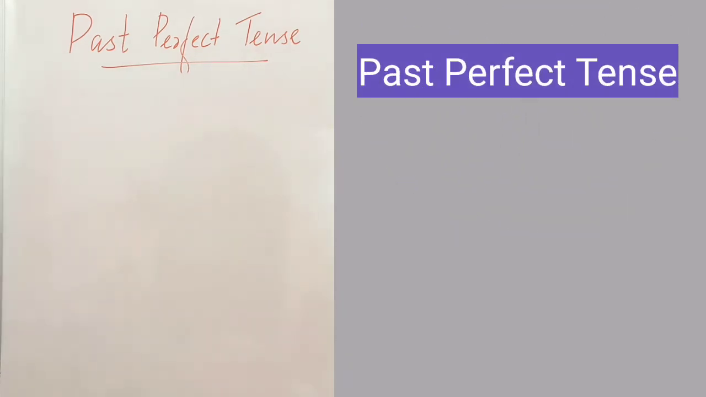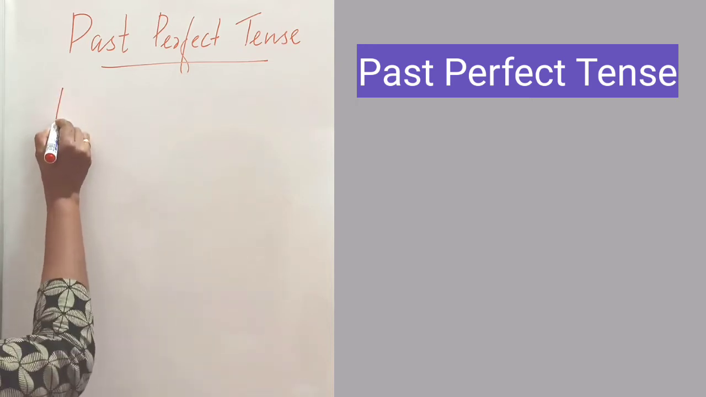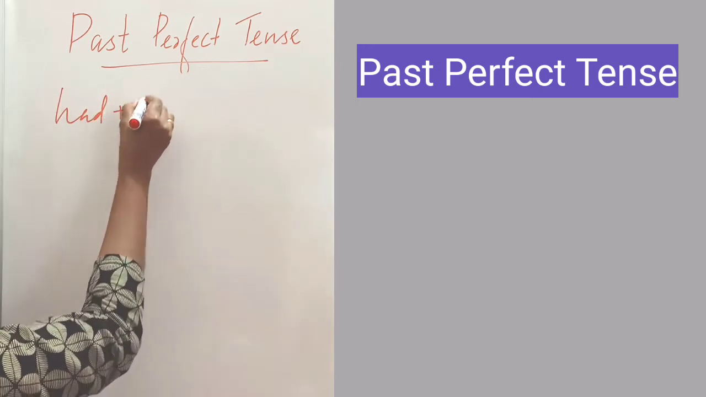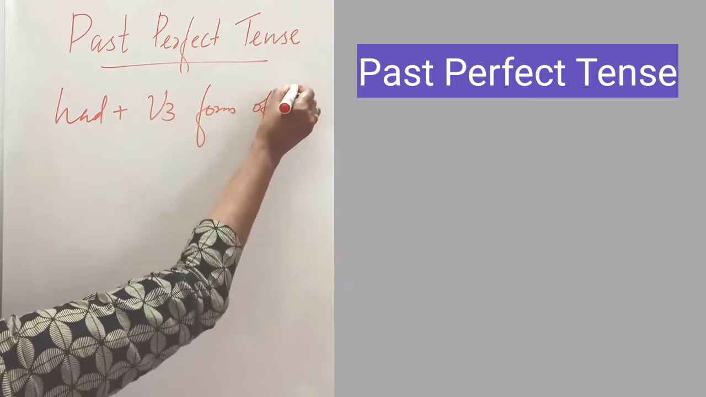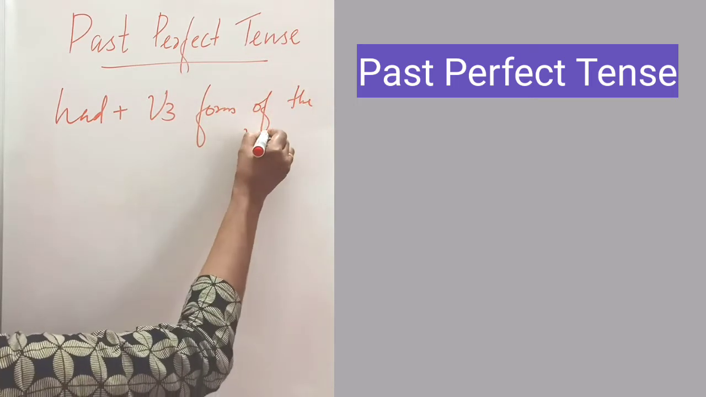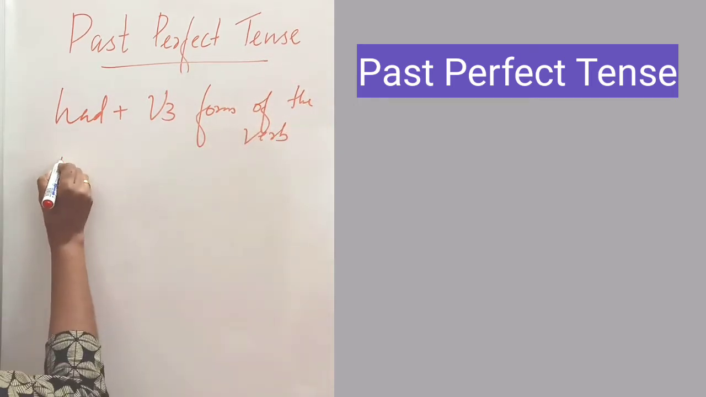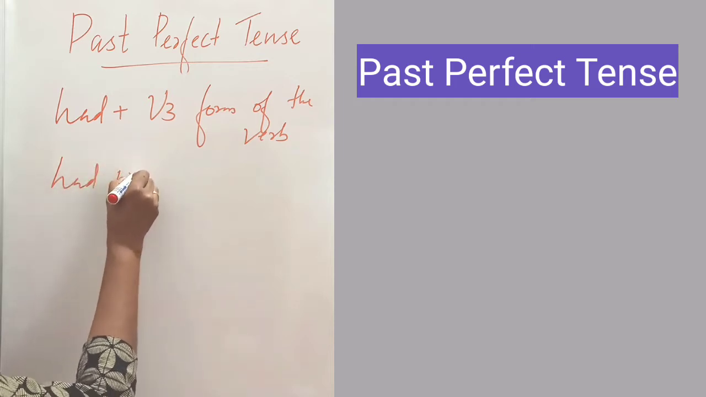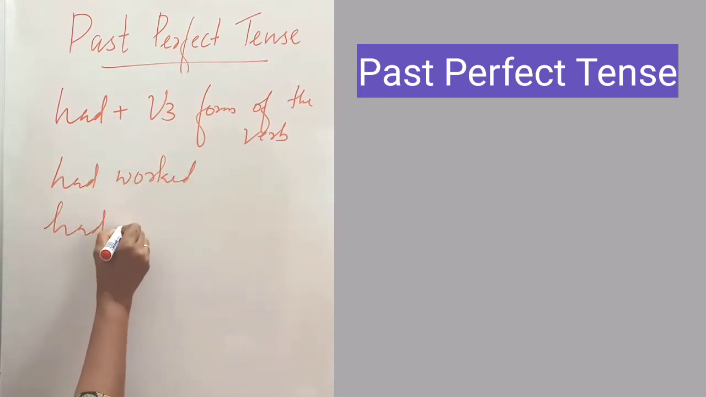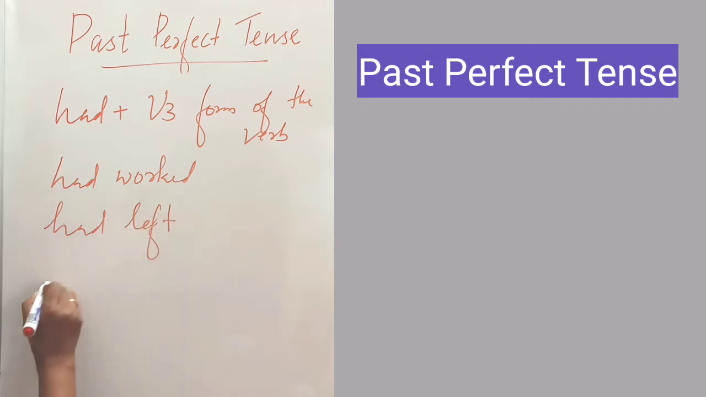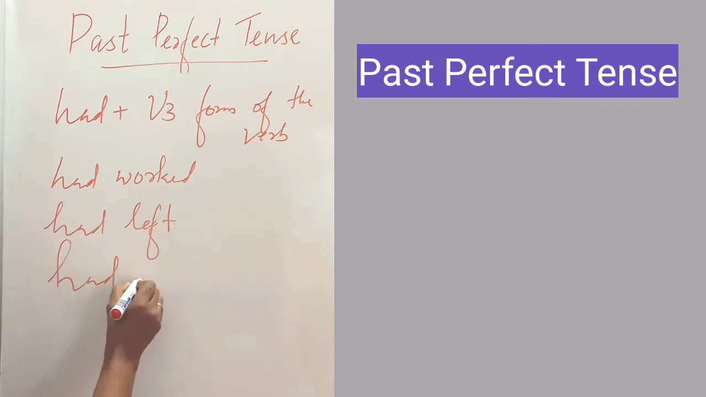How to form past perfect tense? Had plus V3 form of the verb. For example: had worked, had left, had looked.